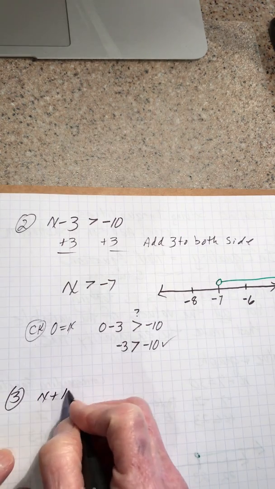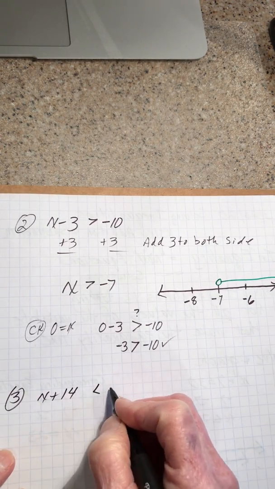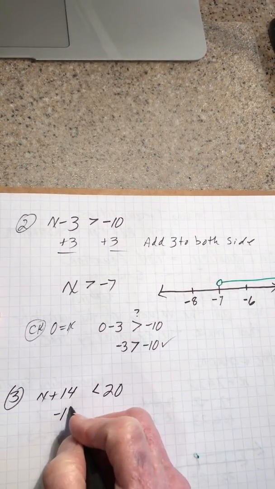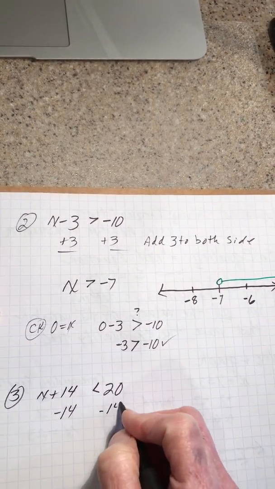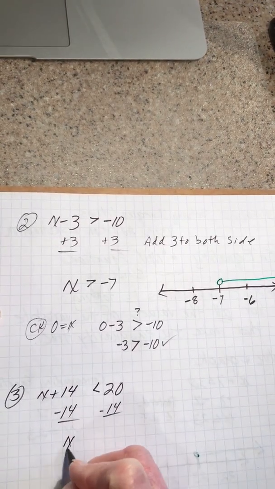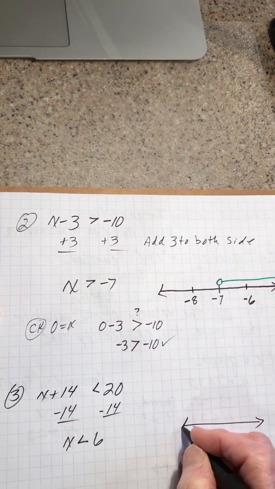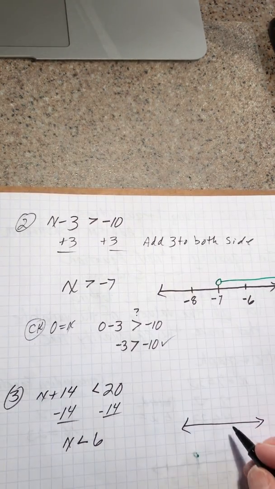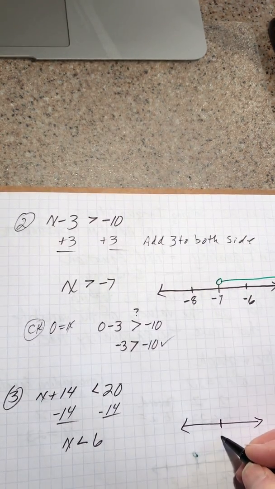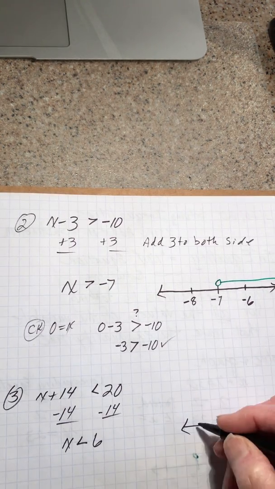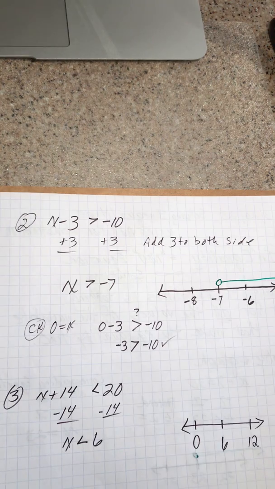Okay, let's try x plus 14 is less than 20. Well, easy. Subtract 14, subtract 14. We get x is less than 6. Let's graph it. You can choose any number bigger than 6 and any number less. I'm going to do 12, and then here would be 0. Okay, so it says x has to be less than 6.